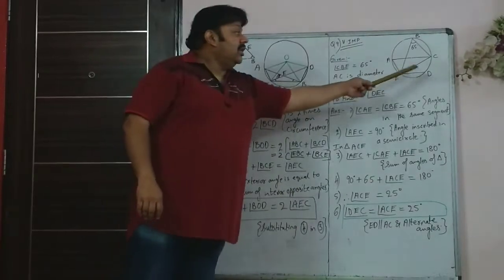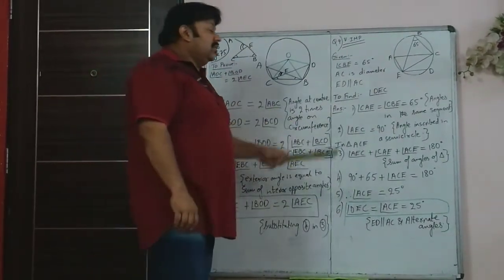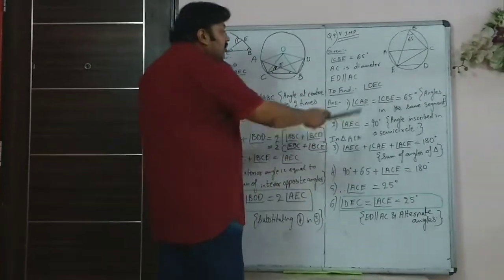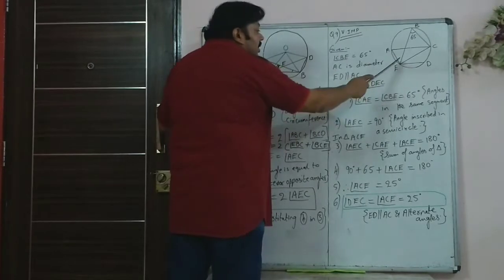Also, you are given ED is parallel to AC. These things are given. So based on this, first of all, you can find the angles of this triangle.